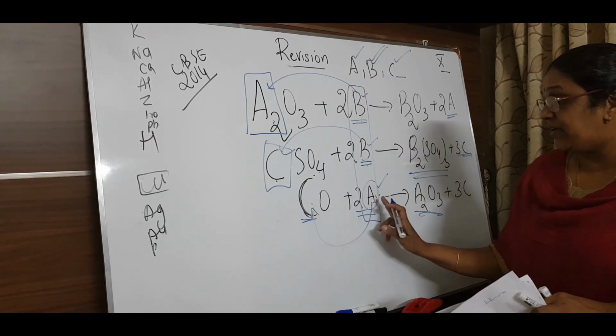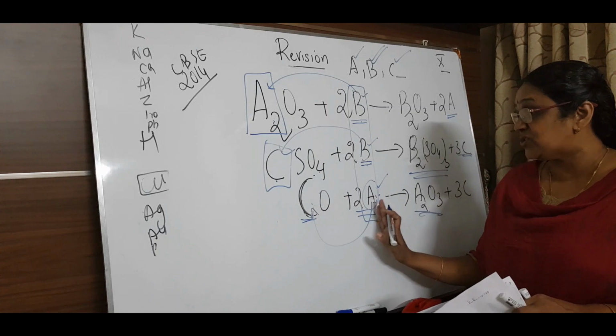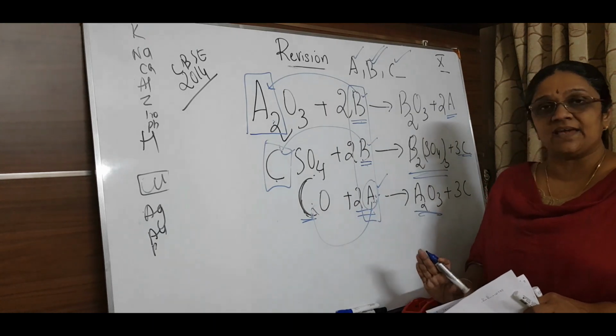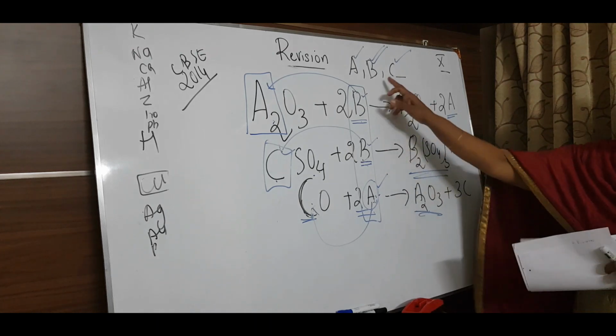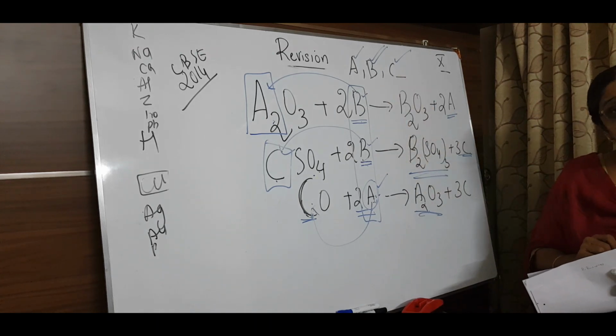Here there is no C. If there is C, it can displace. Here there is no C because A is displacing C. So the answer will be what? The most reactive is B and the least reactive is C. You got it? Any doubt?